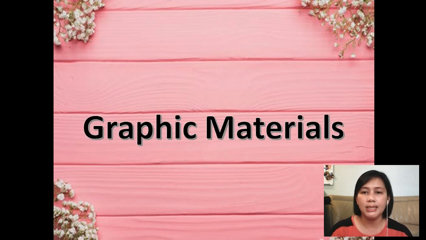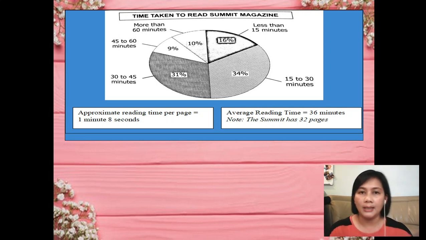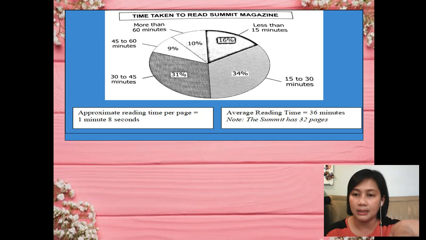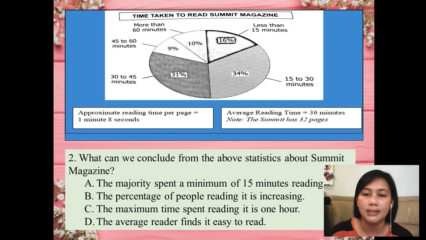Read and understand the questions and options carefully and choose the best answer. This is the example for graphic materials. This is what we call graphic materials. You see the pie chart there. I need you to study the pie chart and then go to the question. Before you go to the answer, read the question and try to guess what the answer is. I'm going through fast, but you can pause the video later.